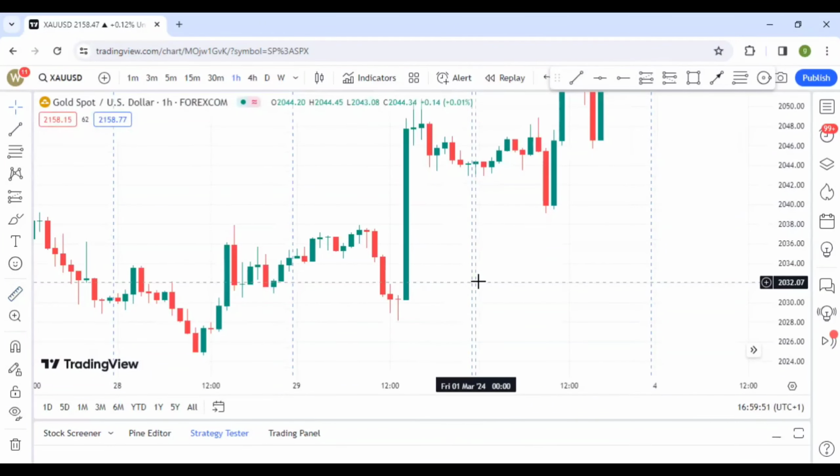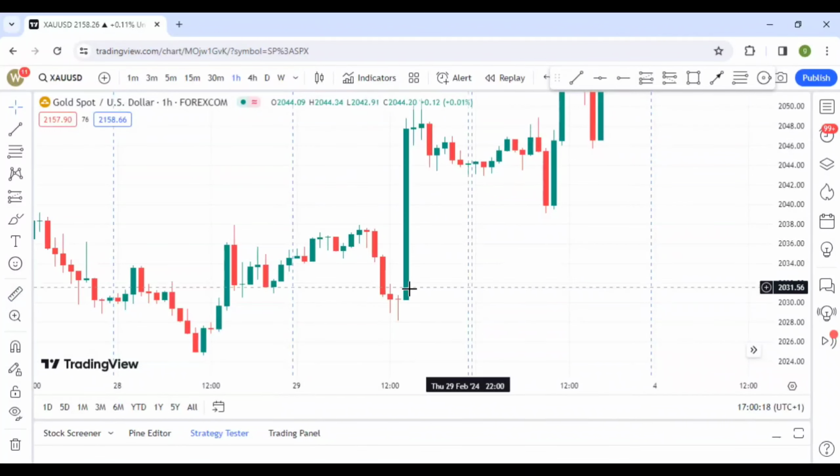So the dragonfly doji is a very good candle. Whenever I spot it on the higher time frame, it works perfectly, especially during news trading. You should be expecting a nice run of pips ahead. Now, how do you trade this? How do you apply this dragonfly doji?